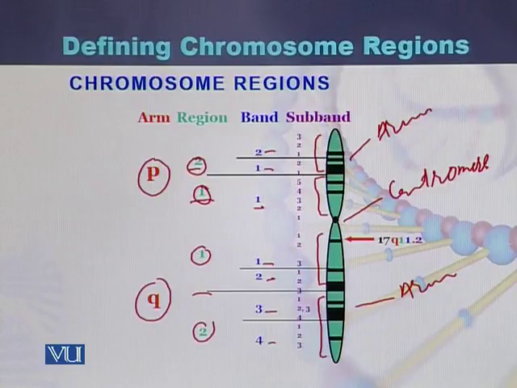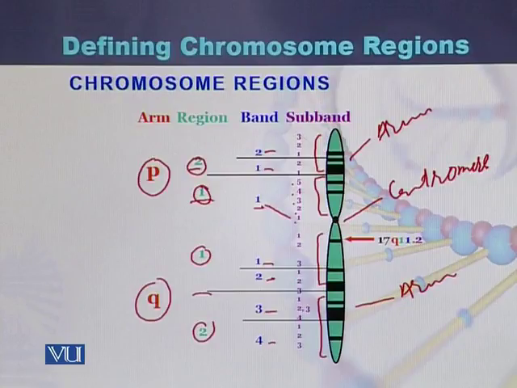Within the bands, there are sub-bands. If we see here, within band 1, the sub-bands are 1, 2, 3, 4 and 5. These are called sub-bands. We can conclude that sub-bands are present within the bands and bands are present within the region. Regions are the larger fragments we can see with the help of microscopes while performing karyotyping.